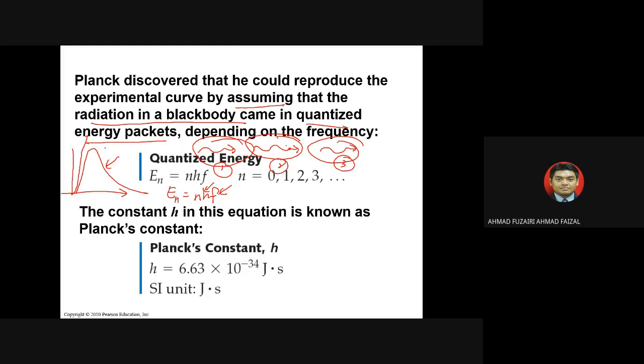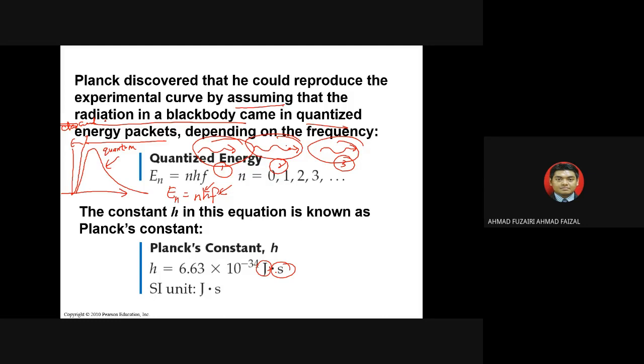Remember, the experimental curve is the quantum one, and this one is the classical. The Planck's constant is 6.63 times 10 to the power of negative 34. Look at the constant value: joule second. The unit for Planck's constant is joule second.